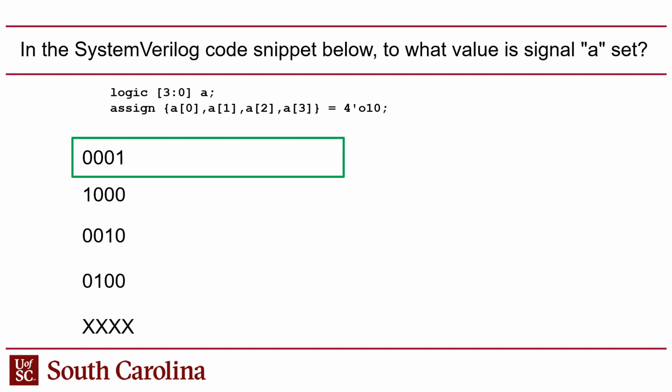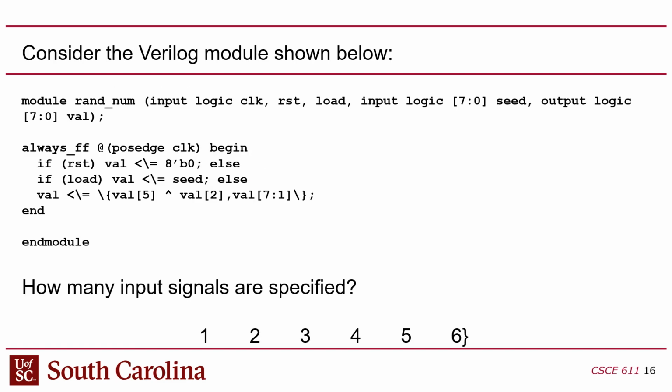Okay. All right. Consider the Verilog module shown below. How many input signals are specified? Now, I don't think I covered always yet in the last lecture, but it doesn't matter because the question is just asking about the module line. So how many input signals are there? There's 1, 2, 3, 4, right? 4 inputs and 1 output. So 4. Now this could be a little confusing because of the way it's written.